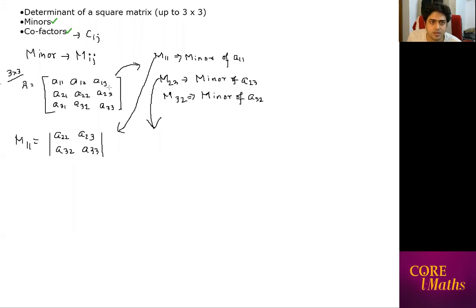For M23, first you have to identify the element, that is A23. So second row and third column. So you have to omit the second row and third column. What are the remaining elements then?